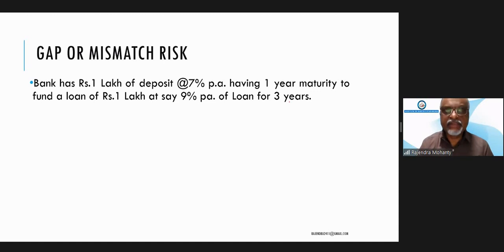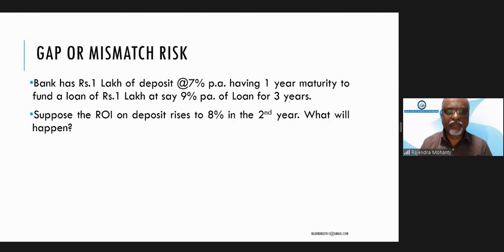Okay, so in this situation, what happens? Suppose the rate of interest on the deposit, only the deposit, rises to 8% in the second year, because after 1 year the deposit is going to be renewed. Suppose it is renewed, and at that point of time the deposit interest rises to 8%. So what will happen? Rate of return will be less for the bank.